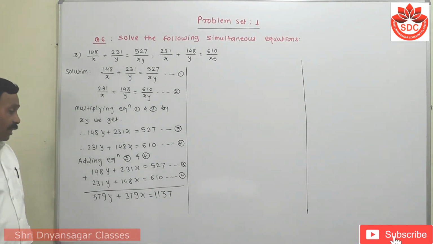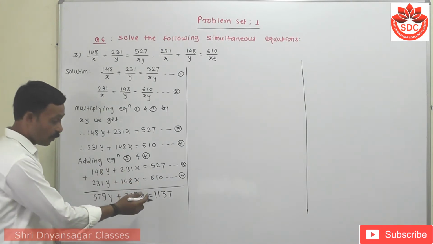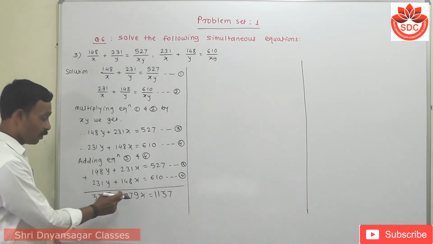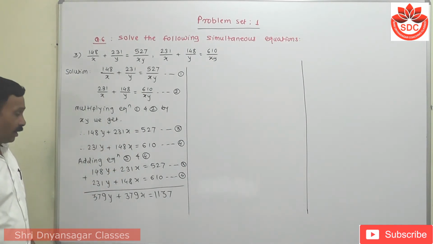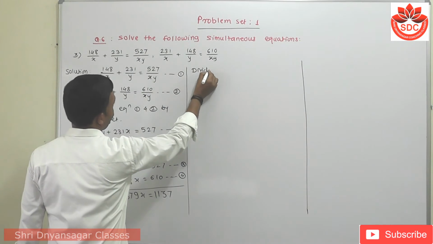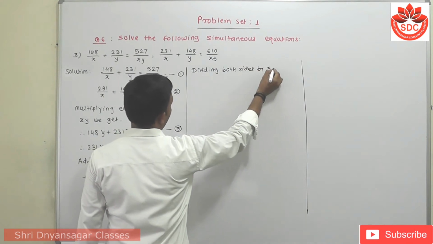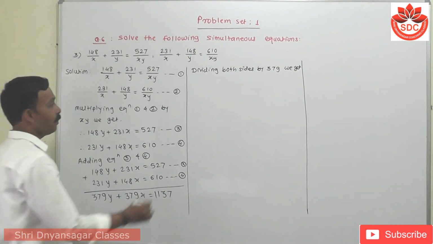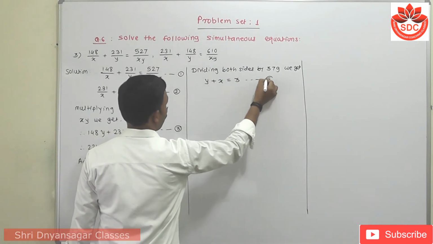Now student, when we observe carefully, we can divide this equation by 379, because if we multiply 379 by 3, we get 1137, because of the last number: look here, 3 into 9 becomes 27, and this is nearly equal to 3 times here. So I have to divide by 379. So write here: dividing both sides by 379, we get. Now when we divide it, we write here y plus x is equal to how much? 3. This is equation number 5.